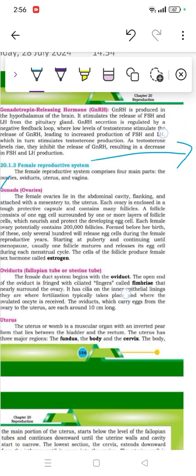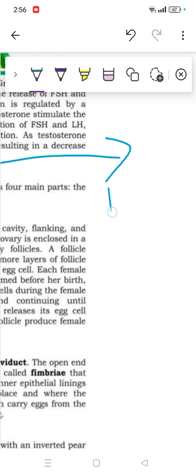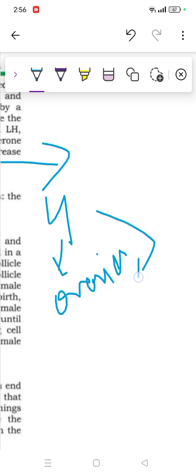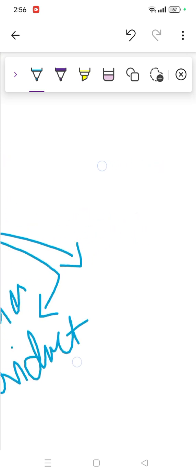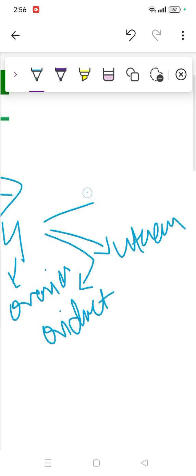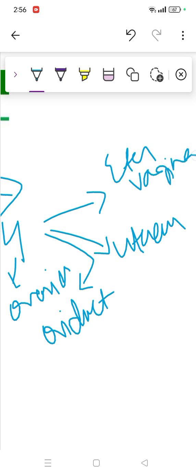So the female reproductive system consists of four parts. The first one you'll see would be the ovaries, called the primary sex organ. The second one would be called the oviduct, which is the fallopian tube. The third one is the uterus. And the fourth one is called the external genitalia, which is simply the vagina, which seems external, so that's why.